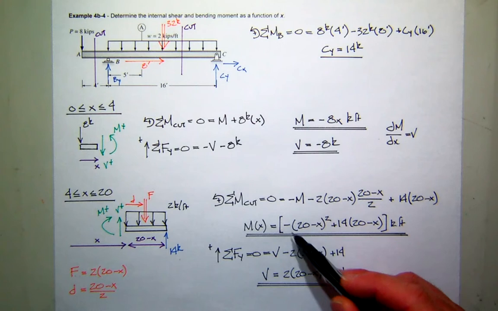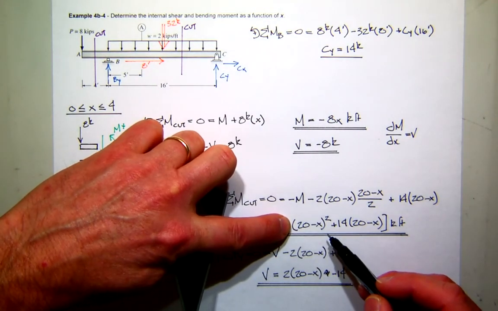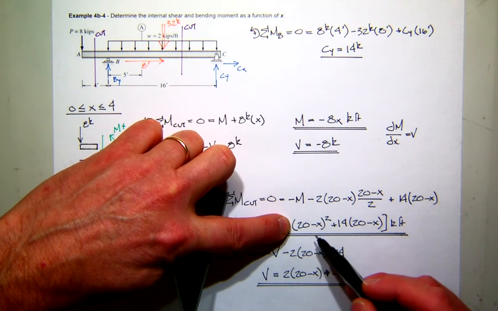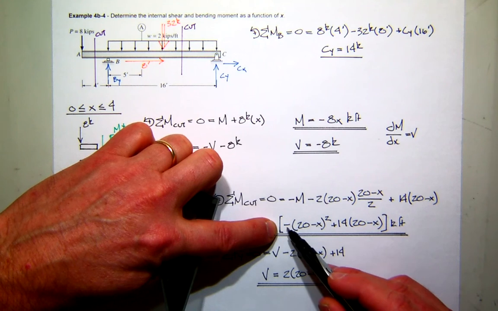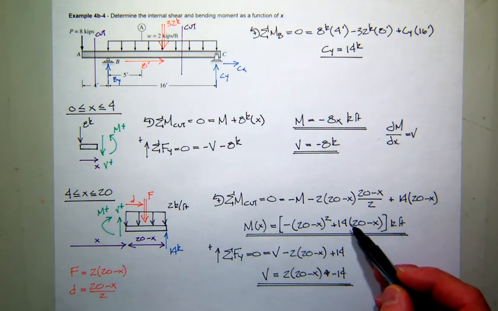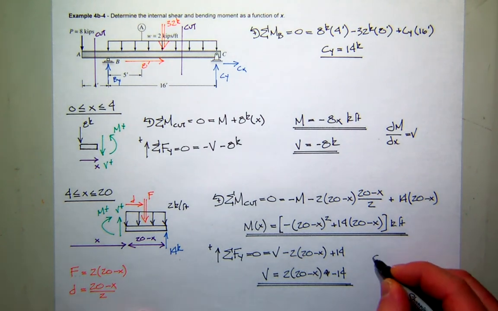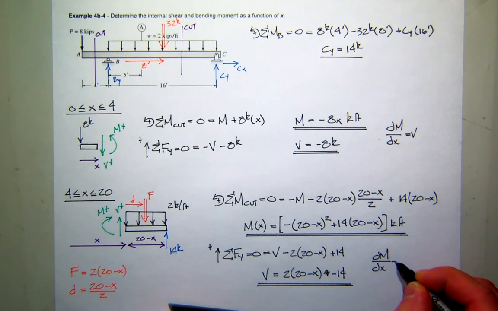If you take the derivative of this, forget the sign, what do you get? You get 2 times x minus 20, and then the negative comes out and cancels that, so that's right. And you take the derivative of this, you get negative 14. So that seems to match. So it looks like the derivative of the moment is equal to the shear again.